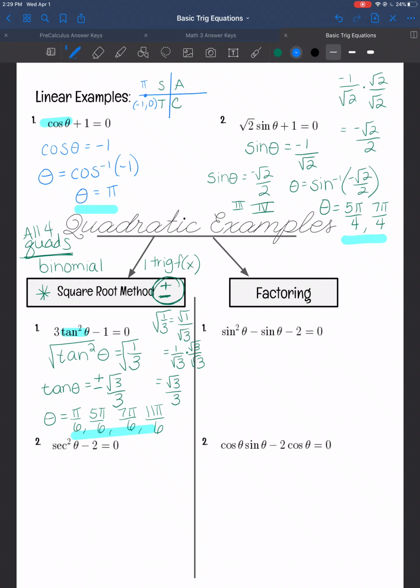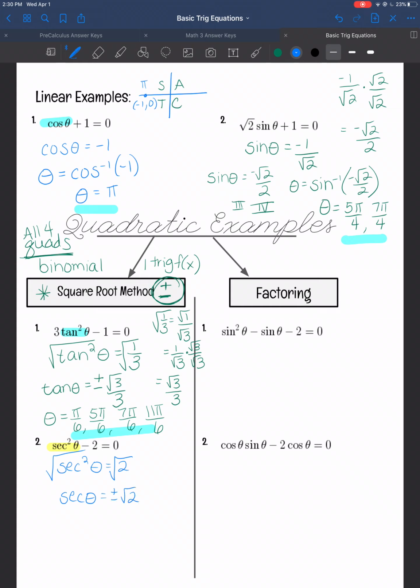Okay, rolling right along. We're going to do a reciprocal function, because those are always fun. Throw in a reciprocal. So we're going to solve this one for secant squared. Add the 2. Take the square root of both sides. And again, do not forget that that's plus or minus the square root of 2.